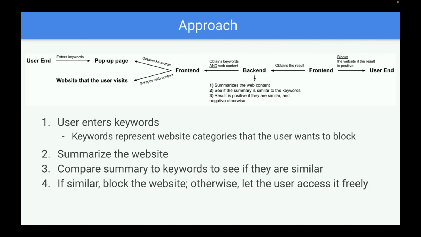After receiving this data, the backend will use a natural language processing algorithm to summarize the web content. The backend will then compare the summary to the keywords to calculate a similarity score and check to see if the score exceeds a small threshold value. If the score does meet the threshold, the backend will let the front end block the website. Otherwise, Concentration will not block the website.